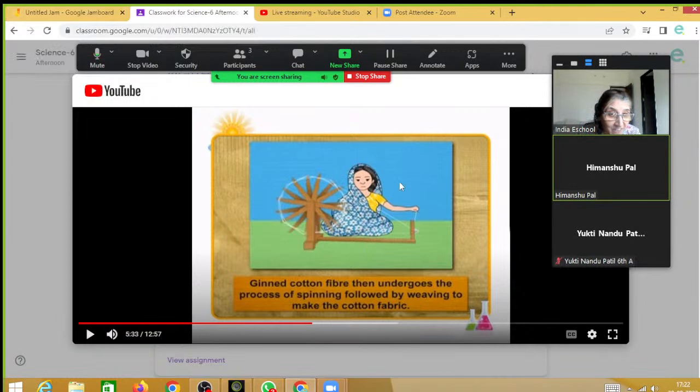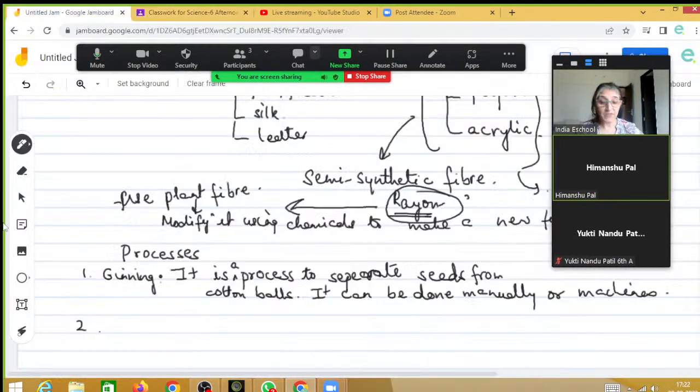See, this is a spinning wheel. You can do it manually or through a charkha. You remember Gandhiji's charkha? That was the spinning machine. So you put the cotton and then you run it through the spinning machine and the fiber comes out. So what is spinning? Yukti will tell me now. What is spinning? Ma'am, with that cotton without seeds, we have to put it in that machine and then we have to spin it. Then it will be a thread. It will become a fiber.